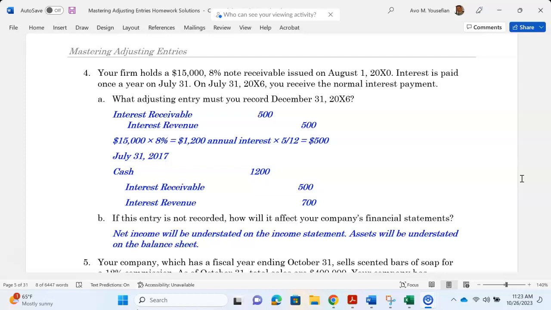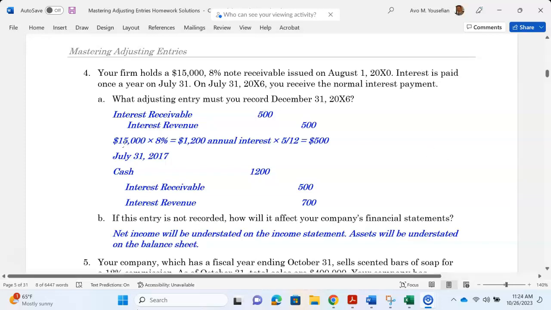So August 2016, September, October, November, December. I'm counting using my fingers, so I don't want to make a mistake. So make sure you count using fingers. Don't worry about it if you look like kindergarten. That's fine. So August, September, October, November, December. That's 5 months that you earned the interest, right? And you need to recognize that.